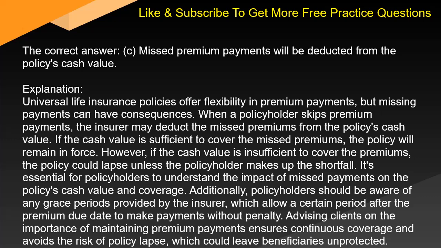Explanation: Universal life insurance policies offer flexibility in premium payments, but missing payments can have consequences. When a policyholder skips premium payments, the insurer may deduct the missed premiums from the policy's cash value. If the cash value is sufficient to cover the missed premiums, the policy will remain in force. However, if the cash value is insufficient to cover the premiums, the policy could lapse unless the policyholder makes up the shortfall. It's essential for policyholders to understand the impact of missed payments on the policy's cash value and coverage.